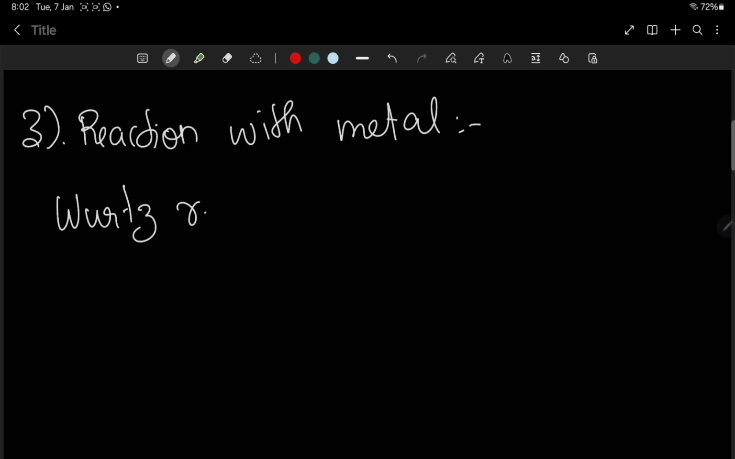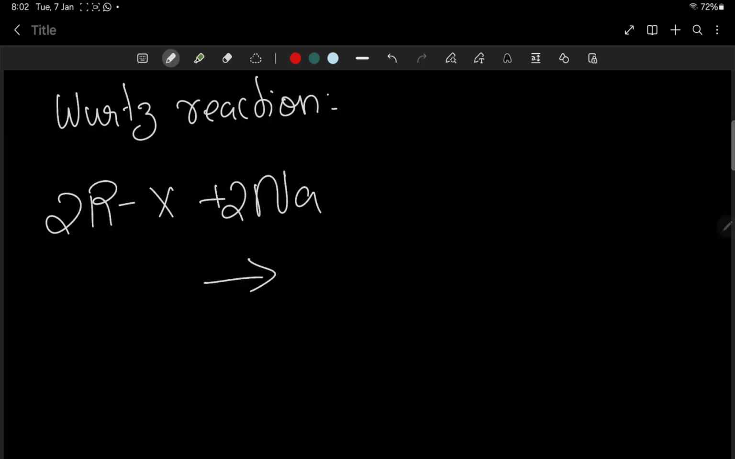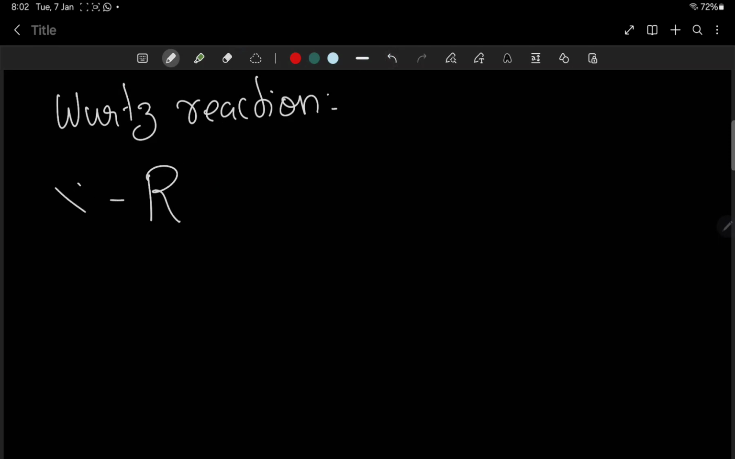Wood's reaction. What is the reaction? You are having RX and sodium. 2 RX and 2 sodium. What we get is RR. Here the product formation can be drawn and shown. Drawn and shown means we are having RX plus Na.